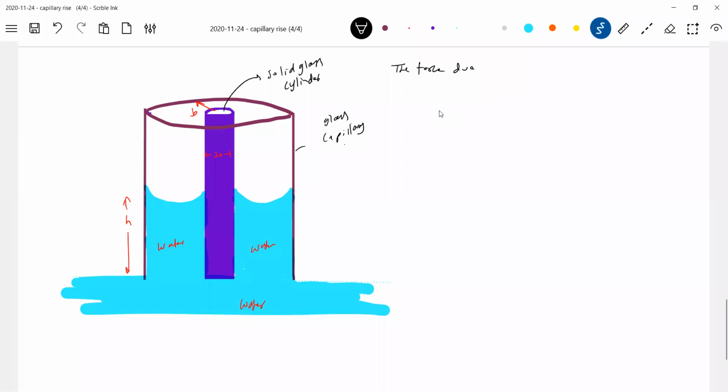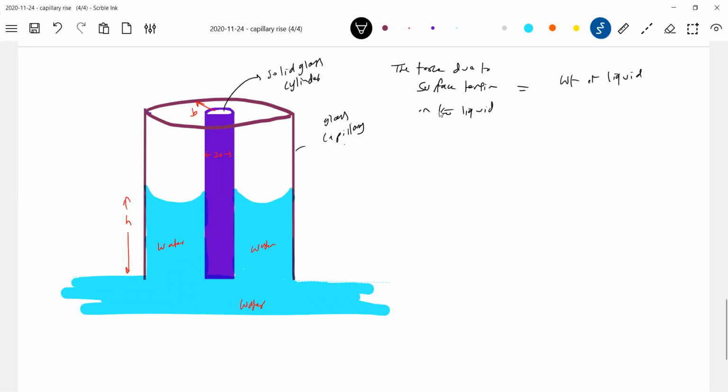Due to surface tension on the liquid is equal to the weight of the liquid. So what is the force due to surface tension?